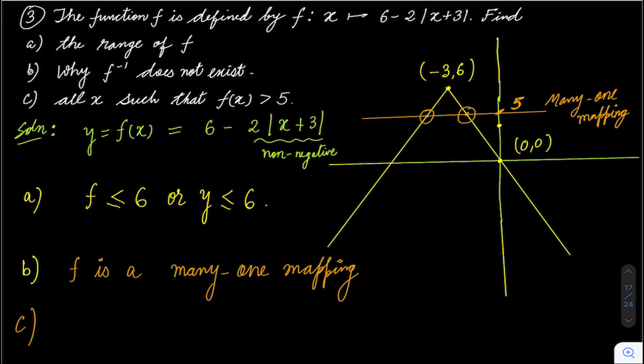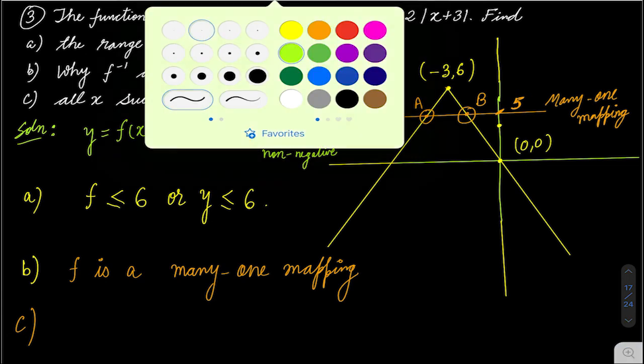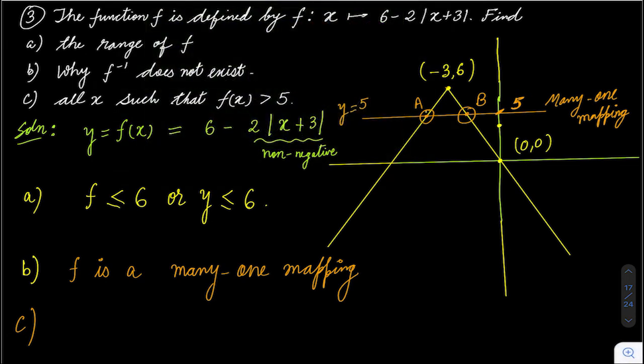If this is 5, we can see that when you draw the line y equals 5, it intersects the curve at 2 points. Let's call them again A and B. So we need f(x) to be greater than 5. For which part of the graph is it greater than 5? For this part, as you can see in the diagram. So between A and B, f(x) is greater than 5.